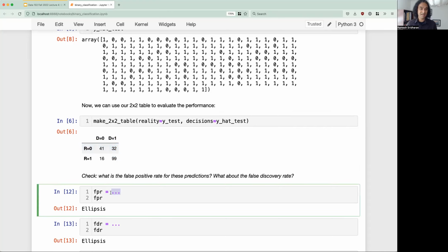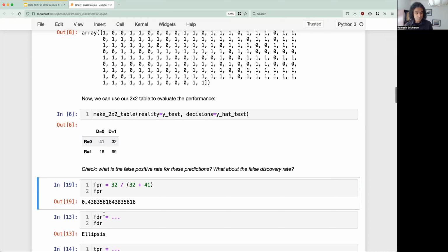So it's looking at this, and it's a row-wise rate based on this quantity. So essentially the numerator is 32. We're saying, how often do we get it wrong out of the row where reality is 0? So out of patients who don't have cancer, how often do we predict that they do? So this is our false positive rate, 44%. Not great, right? Close to half.